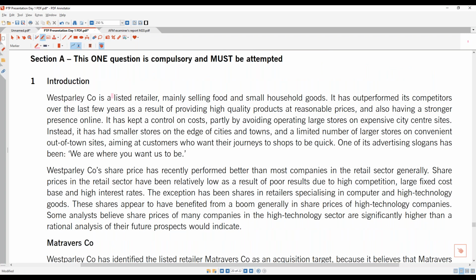West Parley is a listed retailer, mainly selling food and small household. It has outperformed its competitor over the last few years, and as a result provide high quality product at reasonable price. So they are involved in food and households and high quality products at a reasonable price, and also having a stronger presence online.